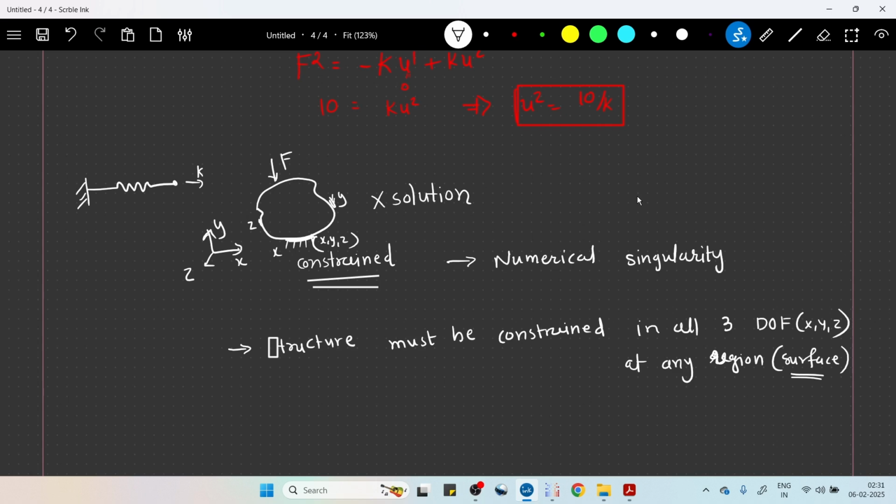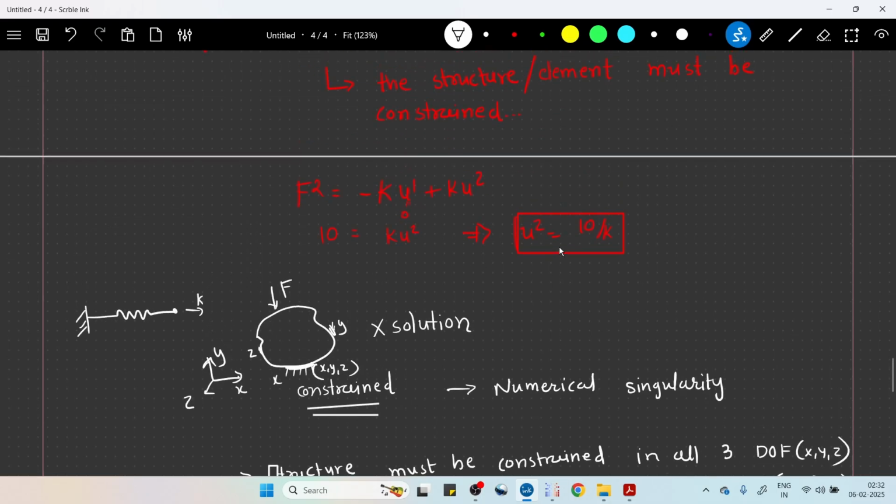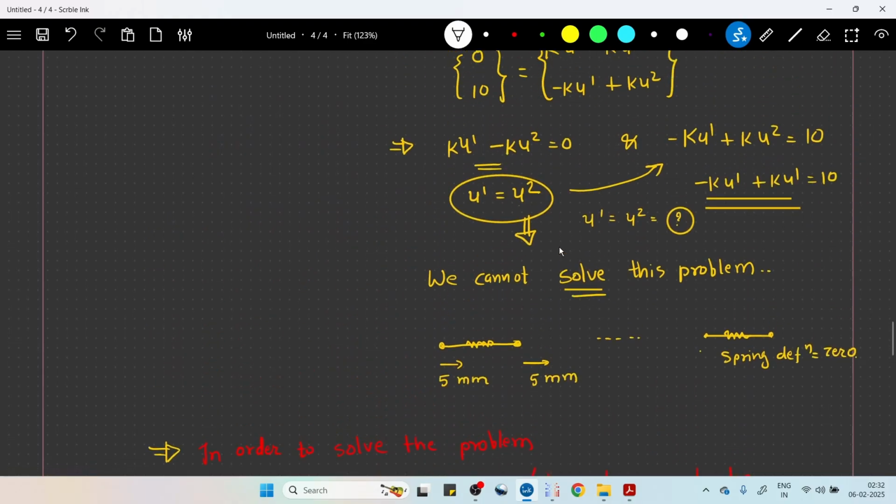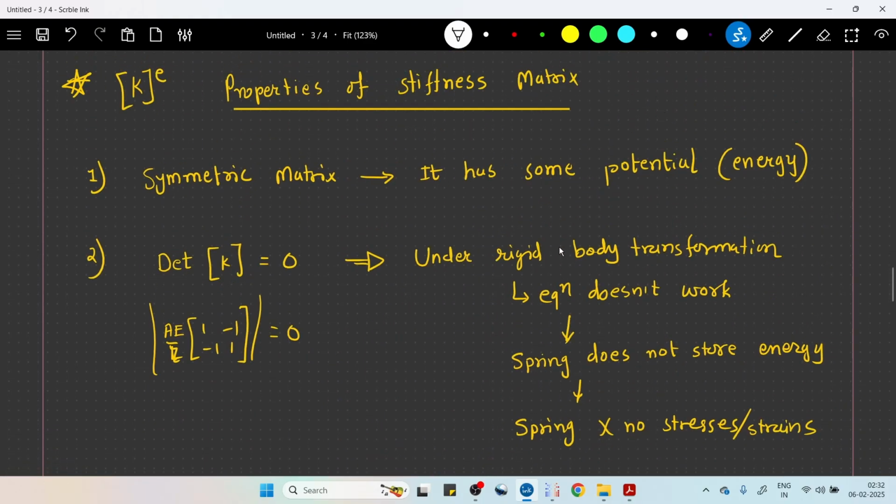We cannot give the constraint as per our wish. It should represent our physics, the physical phenomenon, I mean the real problem definition. I'm just trying to explain that it should be constrained for static problems. So that's all for this video, and we just finished these two properties.